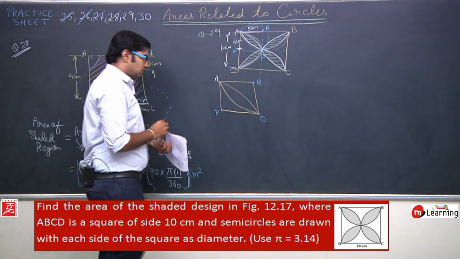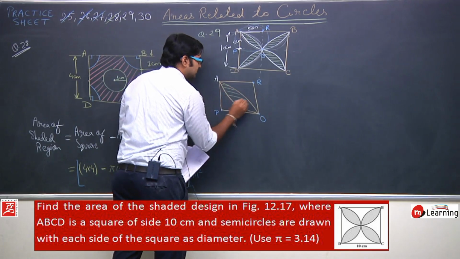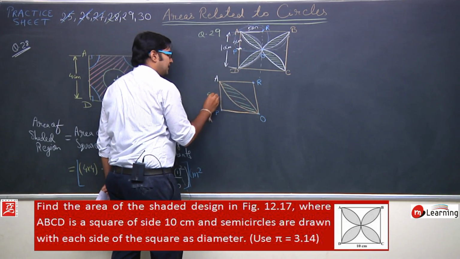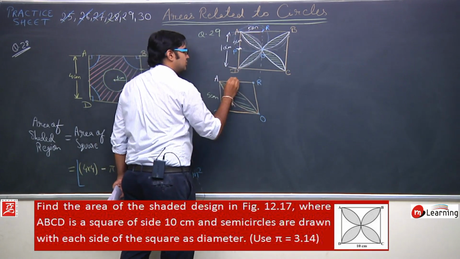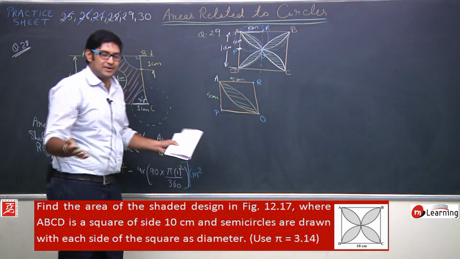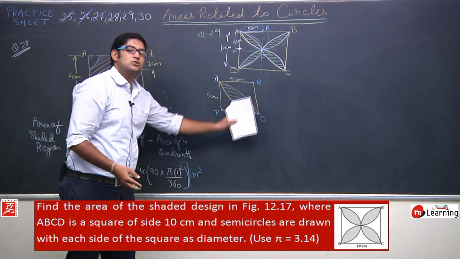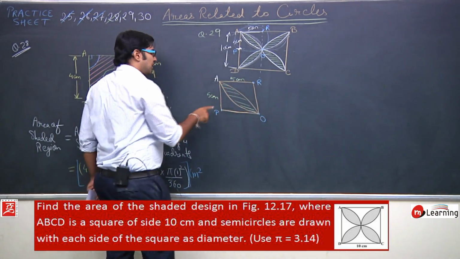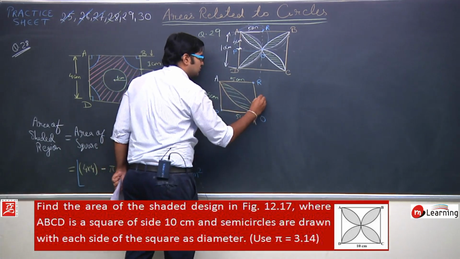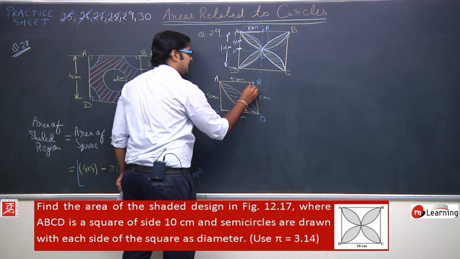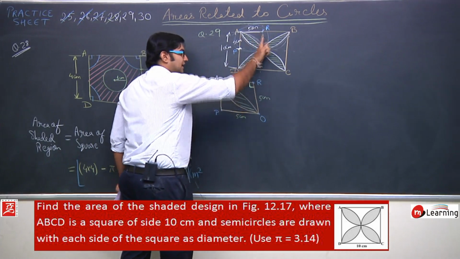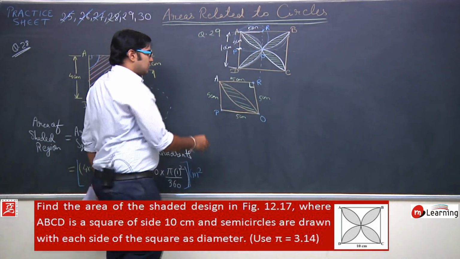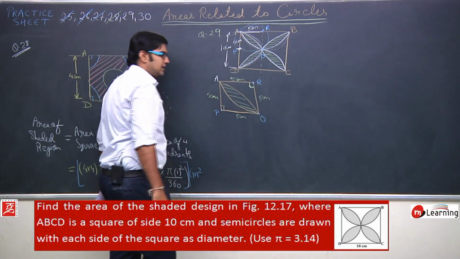Now I need to calculate the area of this region, where AP is equal to 5 centimeters. AR is also equal to 5 centimeters. Now by symmetry, this shape also looks like a square. APOR is also a square. So this is also 5 centimeters, this is also 5 centimeters. Now this angle is 90 degrees. Why? Because I have drawn a line like this, which is perpendicular to the sides of the square. So this angle is 90, this angle is also 90.